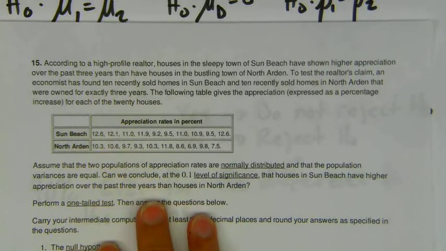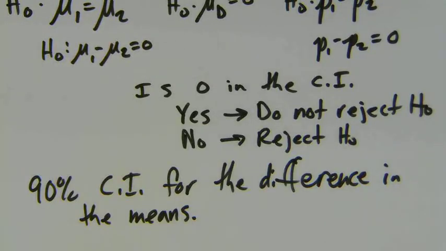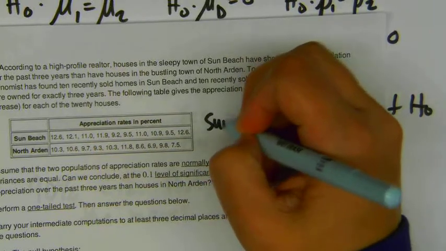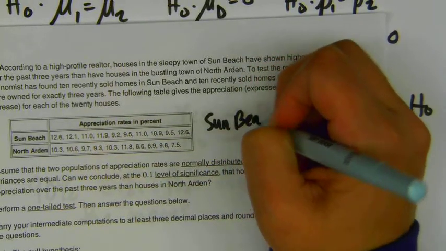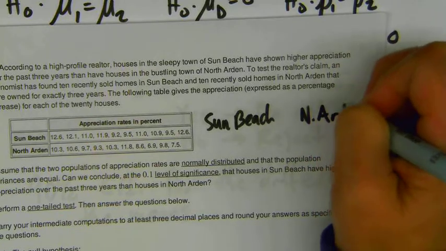Oh, it was asking a lot. We're going to kind of ignore what they were asking for and just find the confidence interval for now, because they're asking higher than one or the other. If you wanted to set up, they're looking at Sun Beach as group 1 and North Arden as group 2.